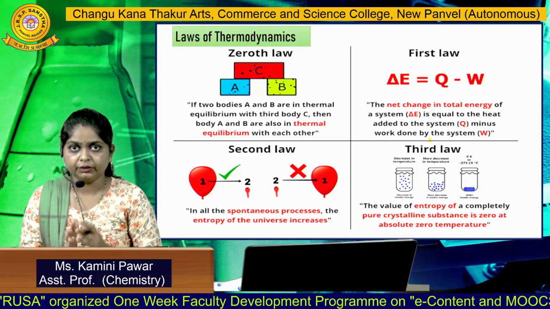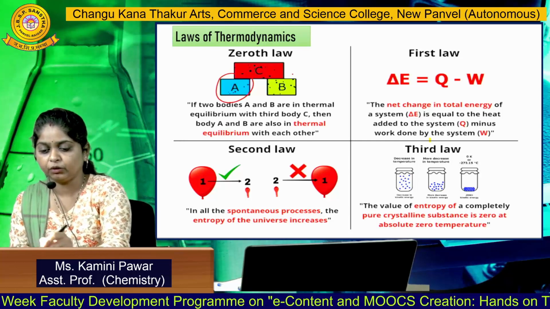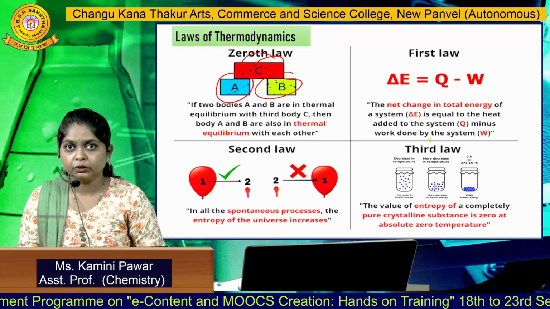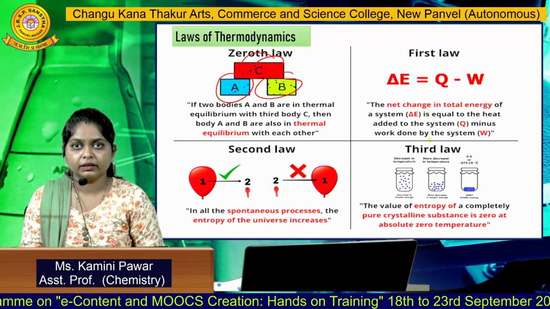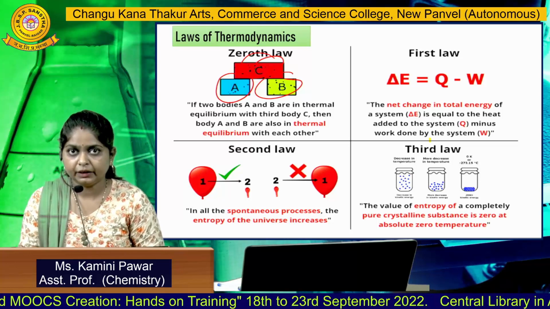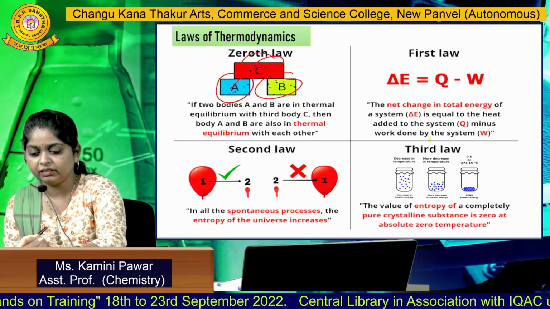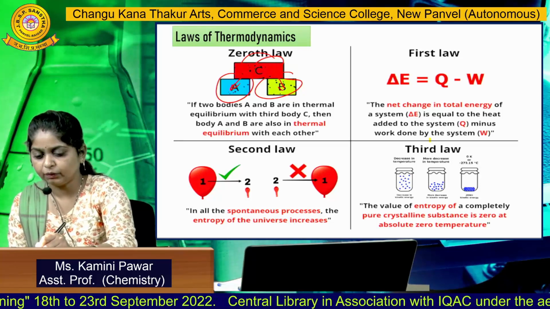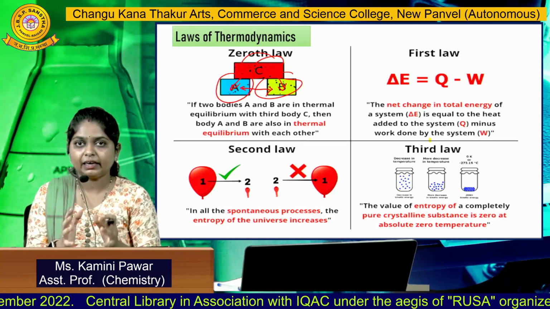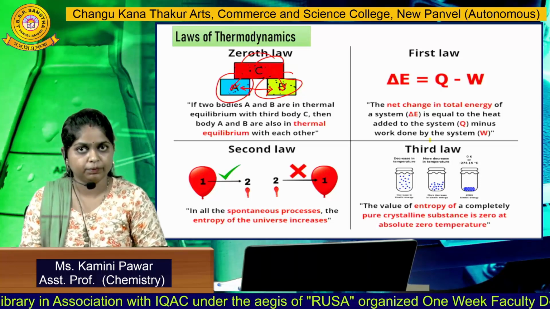If we consider 3 bodies like A, B, C, as you can see in this particular figure, and suppose the 2 bodies A and B are in thermal equilibrium with the third body C, then bodies A and B are also in thermal equilibrium with each other. That means body A is in equilibrium with C, body B is in equilibrium with C, then according to the zeroth law of thermodynamics, bodies A and B are also in equilibrium with each other. This is the statement of the zeroth law of thermodynamics.